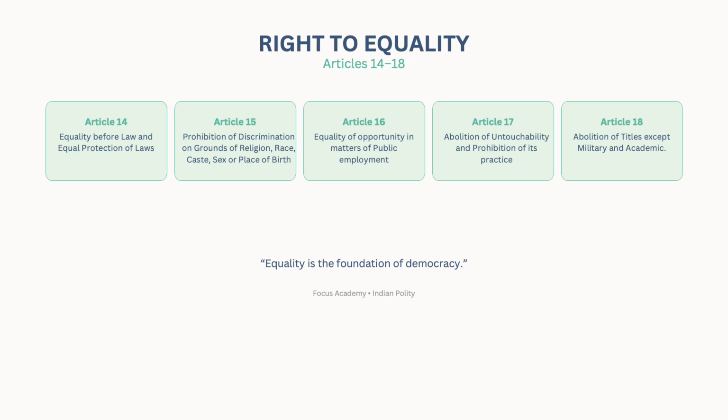But here it says equality of opportunity in matters of public employment. We'll also discuss that. And Article 17, abolition of untouchability and prohibition of this practice. Okay, untouchability, we'll discuss that. Article 18, abolition of titles. The great Maharajas and so on had a lot of titles during the commencement of the Indian Constitution. All these were abolished. You cannot use those titles, except military and academic, which means general, major, captain, or academic means professor, doctor, and so forth, engineer.